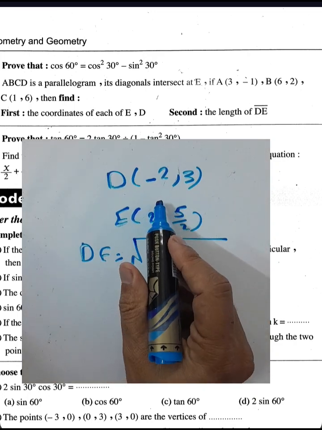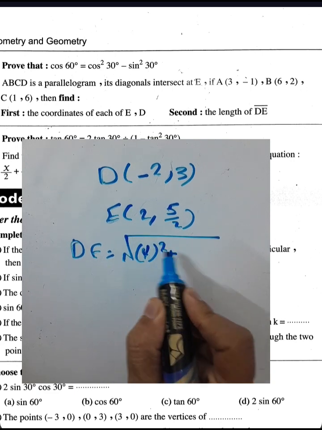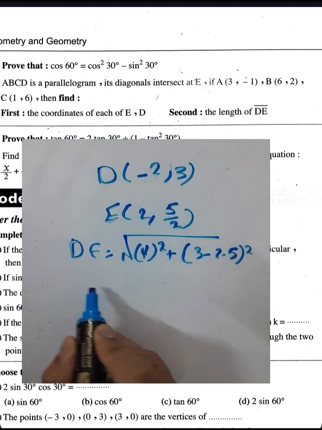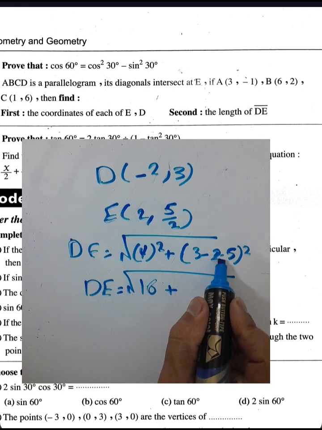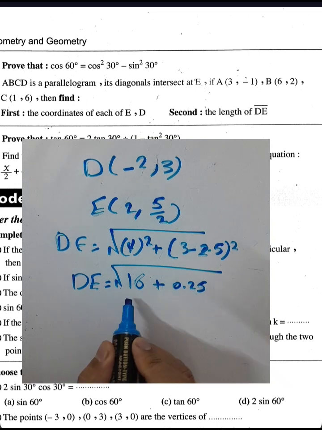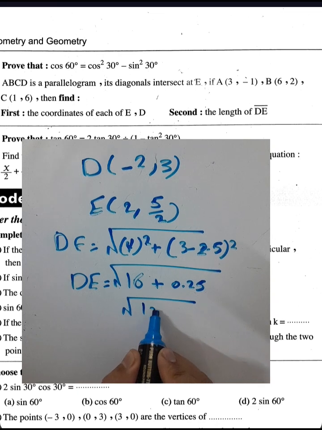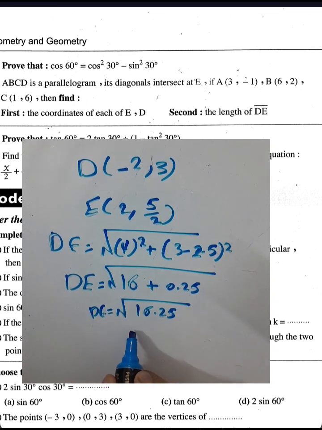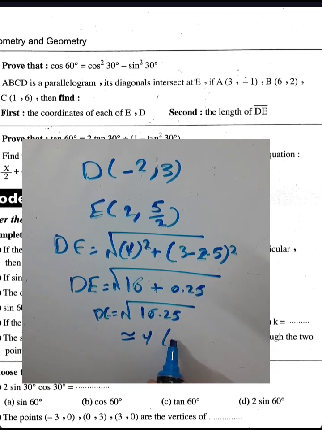Negative 2 minus 2, it will be positive, 4 power 2, plus 3 subtract 5 divided by 2, which is 2.5, power 2. 4 power 2 is 16, and 3 subtract 2.5 is half. Half power 2 is 0.25. Square root of 16 and 25 hundredths. Then you want to find the length of DE by using a calculator, approximated to the nearest length unit.